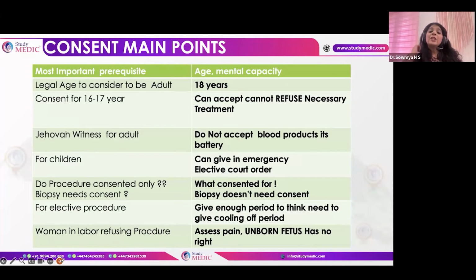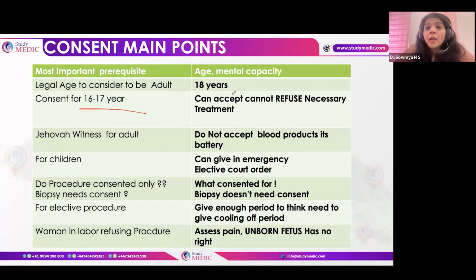The legal age to be considered an adult. For example, if they want to sign any forms, like a Jehovah's Witness form, an advance directive form, or a legal power of attorney, anything of those sorts, it has to be 18 years. The challenge between 16 to 17 is that it's a gray zone. They can accept any procedure. Okay, when you're talking to a patient, if they're able to understand, weigh the pros and cons, and communicate back to you, they are deemed to have the capacity.